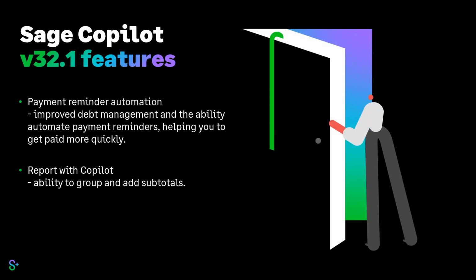So one of the big tasks you find with any accounting process is managing your debt, chasing your customers for payment. So this is where this payment reminder automation comes in and improves your debt management process, helps hopefully relieve some of that burden, that admin process. Now you can still do it manually, but you can automate that task. So let's have a look at that in Copilot.